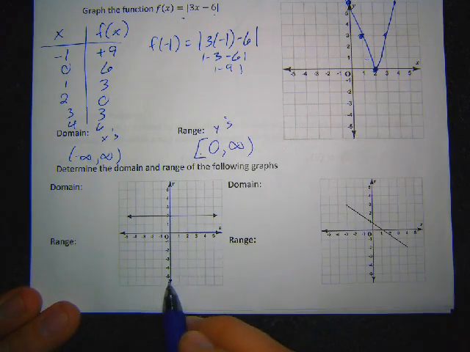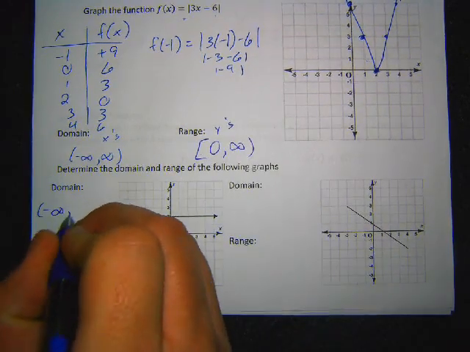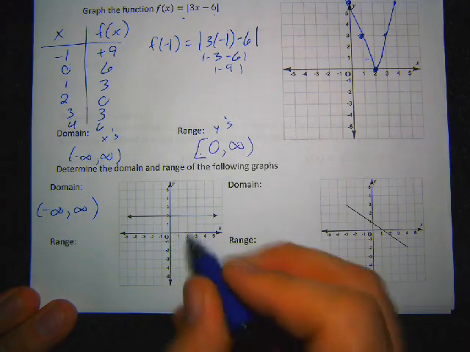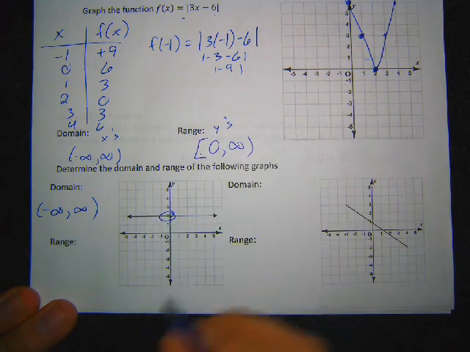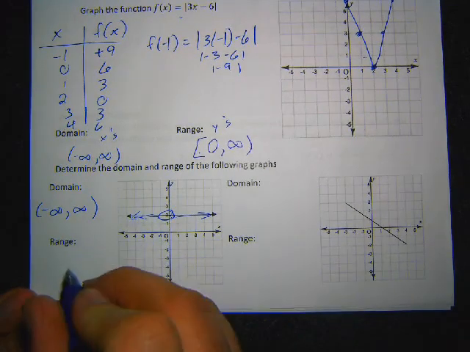Its domain, what can you plug in? Well, since it goes left and right forever, its domain is still negative infinity to infinity. That's a pretty common domain. You'll see that a lot. The range here, though, is only one value. The range is always 2, because left and right, it's always giving you 2. So the range for this is just 2.